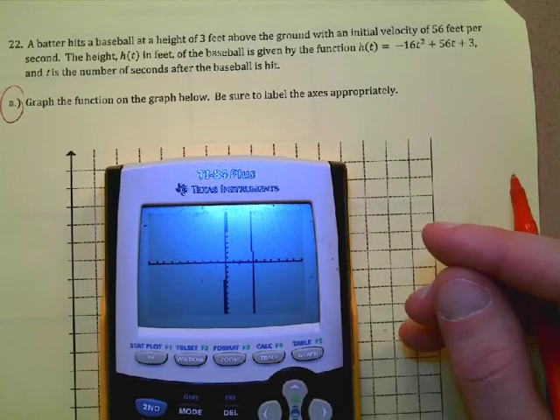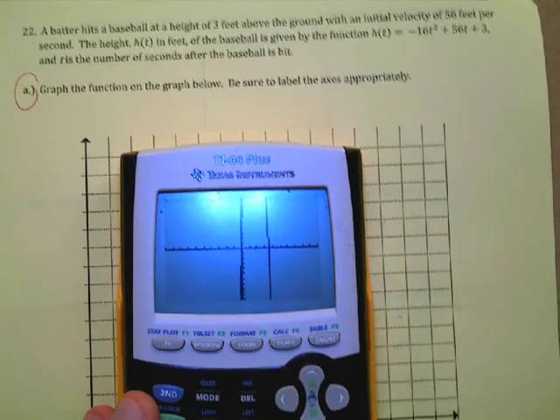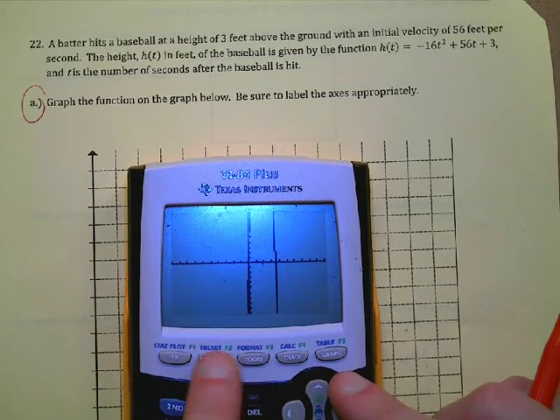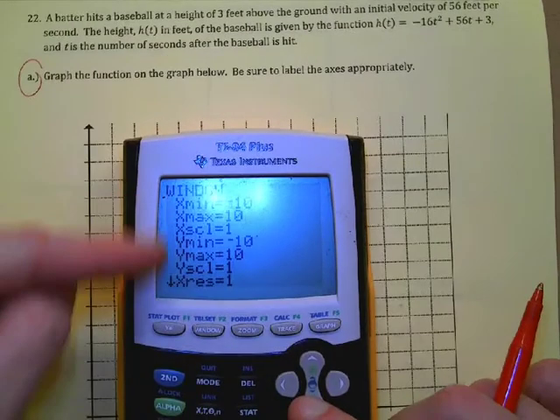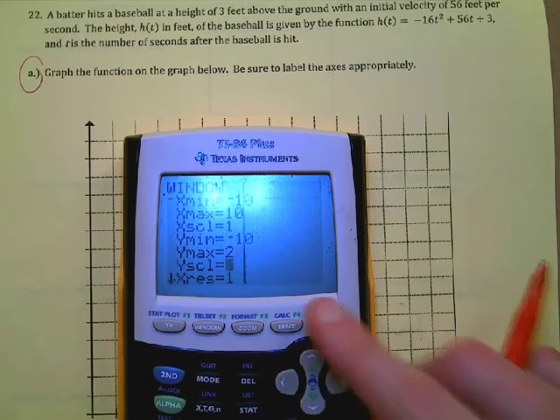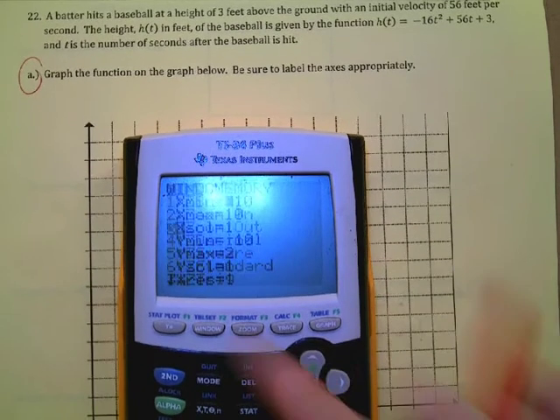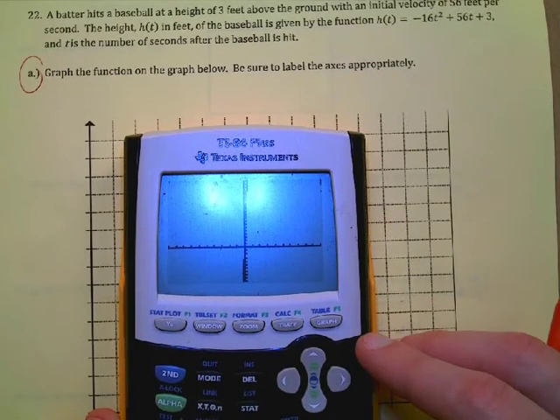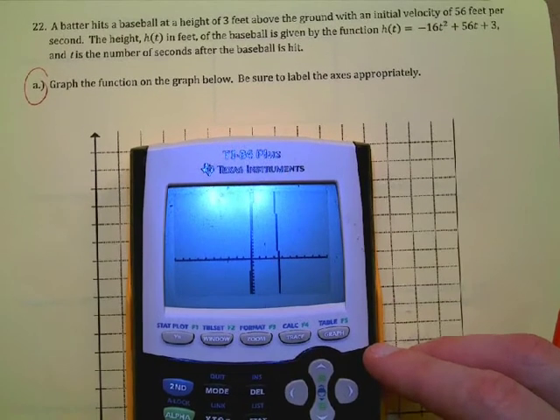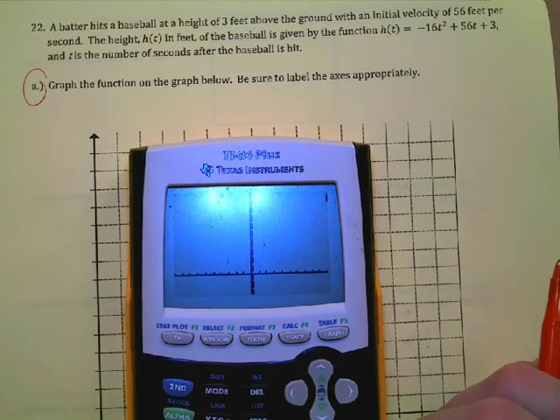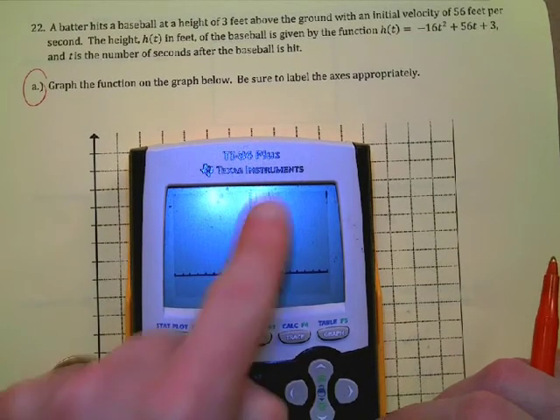Which way do I need to adjust my window to see more of my graph? Do I need to shift up, left, right, or down? If I want to see more of my graph, which way should I shift? Up, right? We want to see up more. So if I press the window button here, I want to adjust the Y max, because that adjusts how high my graph goes. Let me try 20. Oh, I just did 2. That's really bad. 20. Okay, and let's see how that looks.